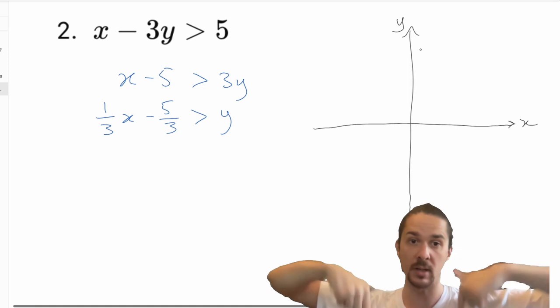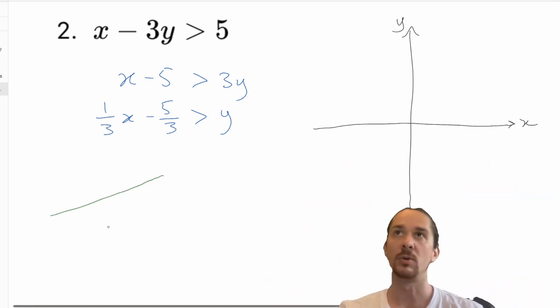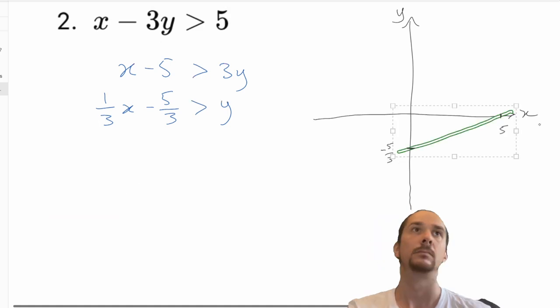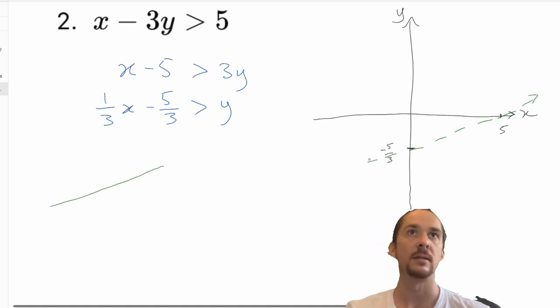So because it's less than, we know we're going to color in below the line, but we need to think for a second about where the line's going to be. A gradient of 1/3 is pretty shallow, and we're going to cross at minus 5/3. So our answer is going to be like this line, except it needs to be a dotted line, like this. But we're also going to shade in everywhere below that line. So any xy coordinate under this line will satisfy that equation.